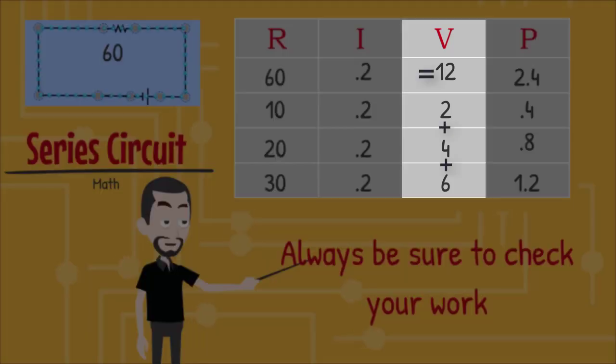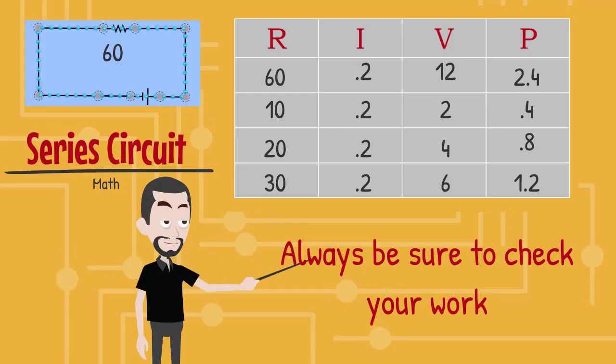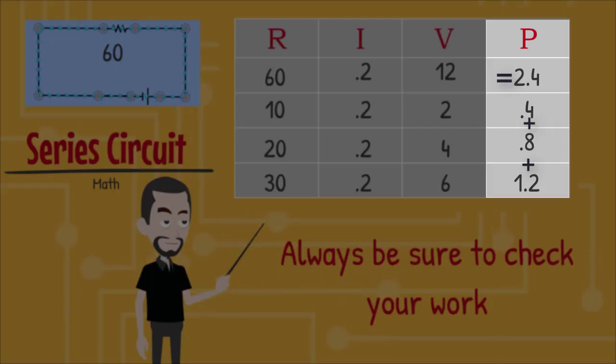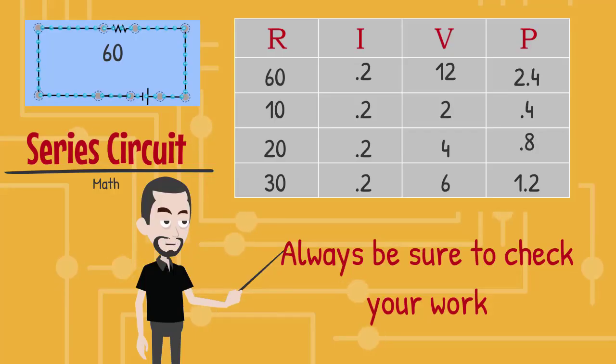So we figured out that there were 6, 4, and 2 volts. If we add those up, we get to the 12 at the very top line from the battery. We can do the same thing with power, add 1.2, 0.8, and 0.4, and that'll give us the 2.4 watts that the entire circuit used. Our numbers check out, so we did everything okay.